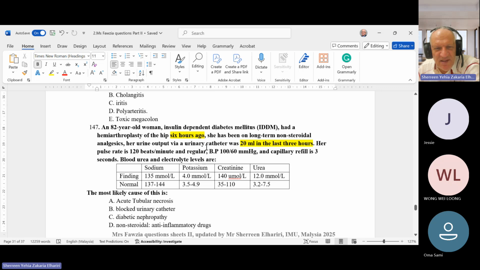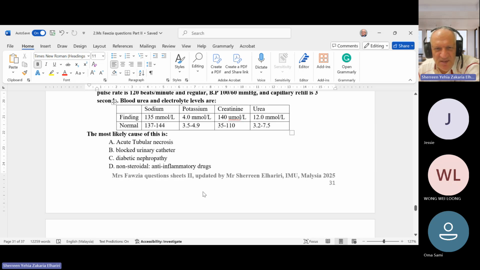This is a common scenario in the exam, and again, we don't copy and paste the question. From each question, we have many versions. Each version has a little difference. Sometimes we make the potassium high, make it low, something like this.